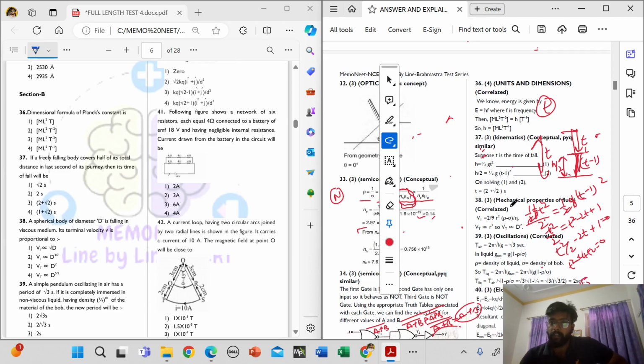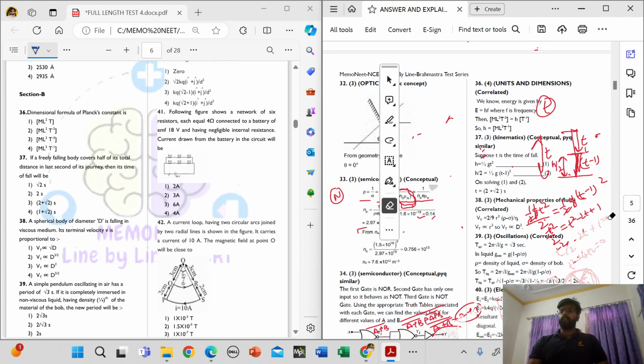Because for the last second, this value is less than 1 second, we cannot take this value. So t equal to 2 plus root 2 seconds is right. The last half distance is covered in the 2 plus root 2 seconds. 2 minus root 2 is much less than 1, so we cannot take this value, since it is given that in the last second we are calculating.